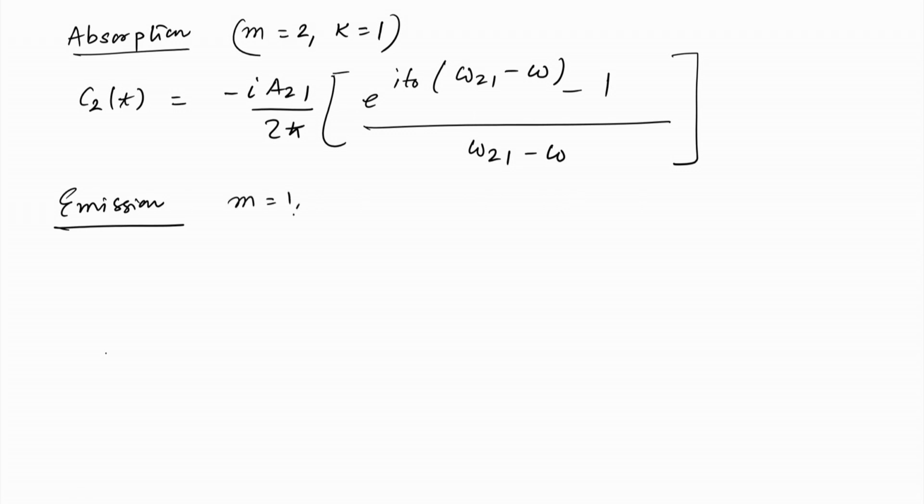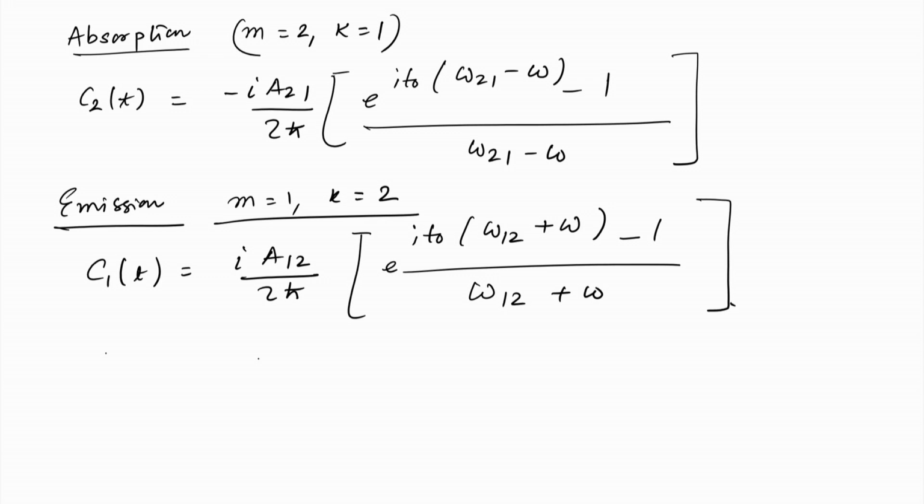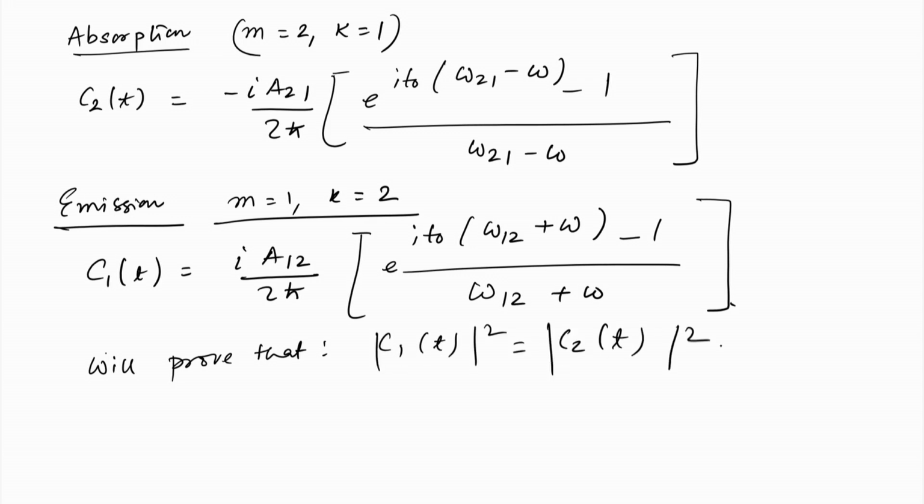is m equal to 1 and k equal to 2, and so that is C 1 t equal to plus A 1 2 by 2 h cross, exponential i t naught omega 1 2 plus omega, minus 1, divided by omega 1 2 plus omega. So, we will prove that mod C 1 t squared equals mod C 2 t squared.